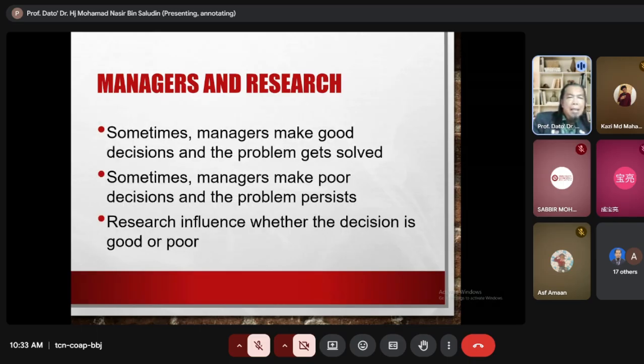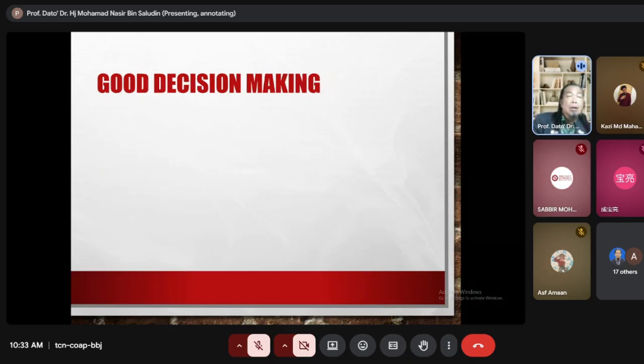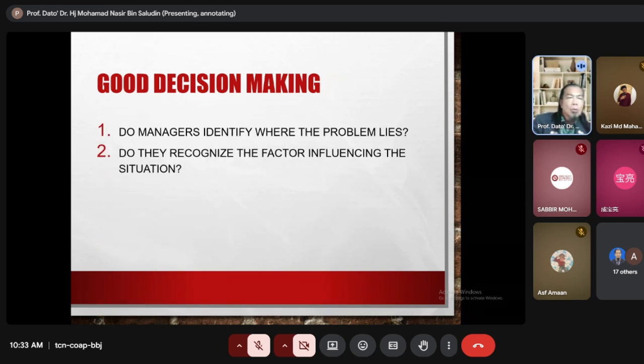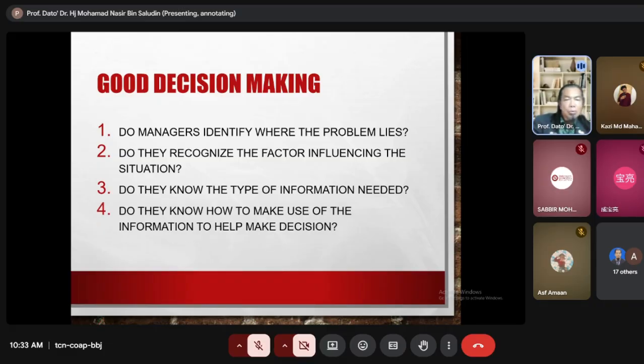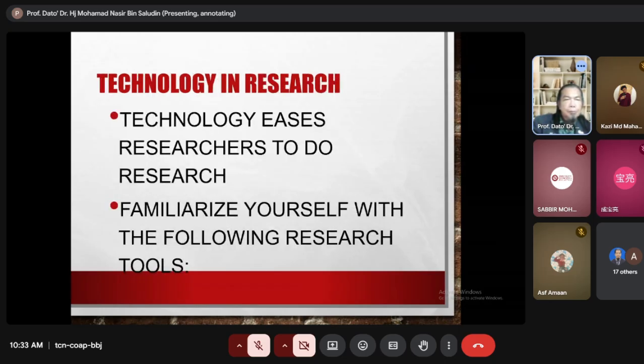Sometimes managers make a good decision and the problem gets solved. Sometimes managers make a poor decision and the problem persists or still exists. Research influences whether the decision is good or poor. For good decision making: do managers identify where the problem lies? Do they recognize the factors influencing the situation? Do they know the type of information needed? Do they know how to make use of the information to help make decisions? And do they know how to implement the result?